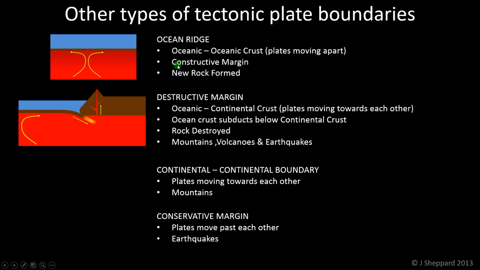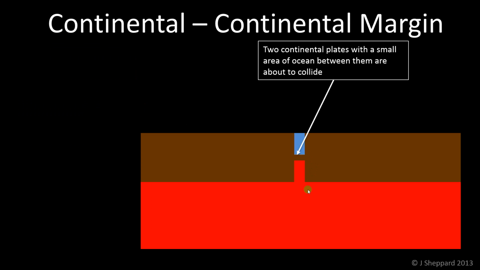Okay, so we've now looked at the ocean ridge, the constructive margin, and the destructive margin, at the boundary between an ocean plate and a continental plate, where we do get mountain building, volcanoes and earthquakes. Okay. So, the continental plate boundary: we start off with two big, thick chunks of continental plates. I've left a tiny bit of ocean crust between them to illustrate this point. The classic example of this type of margin is the Indian plate driving up into the Eurasian plate and making the Himalayas.